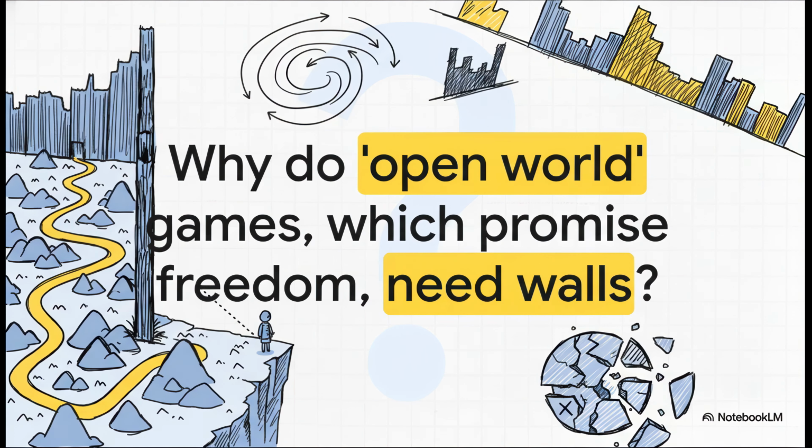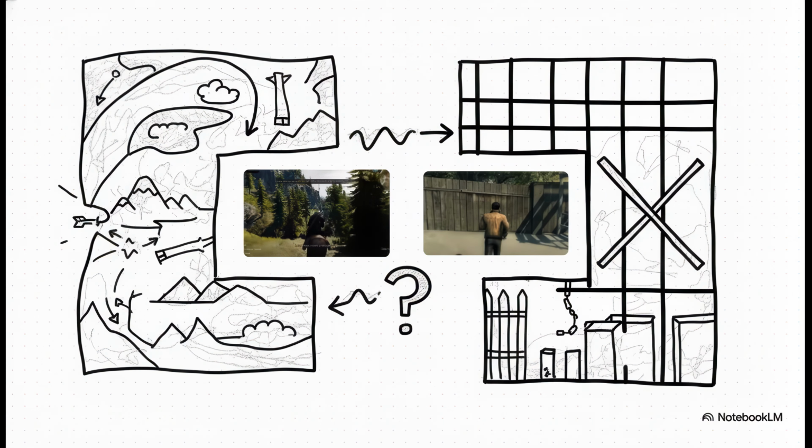So let's start with this paradox, right? Think about any open world game. The big selling point is freedom. Go anywhere, do anything. But you can't, can you? There's always a wall, an invisible barrier, a reason you can't just walk off the edge of the map. What's up with that? And this right here just nails that contradiction.